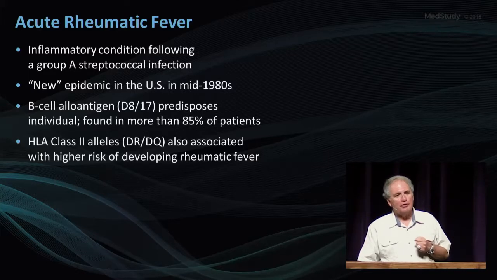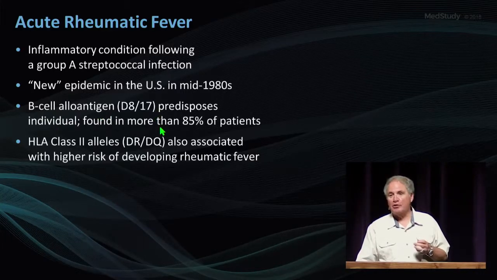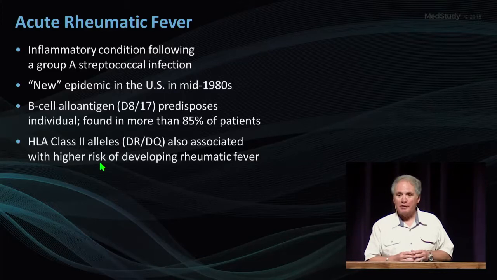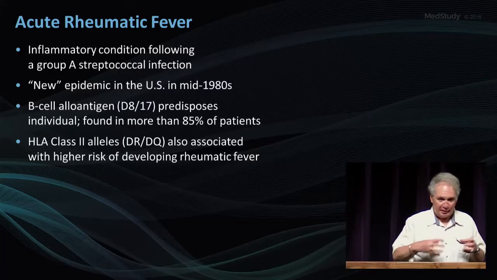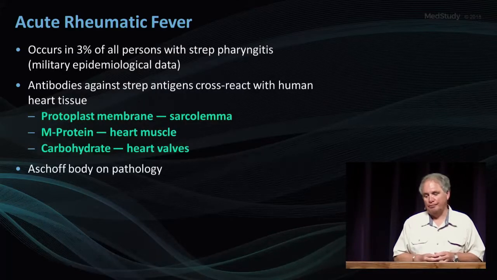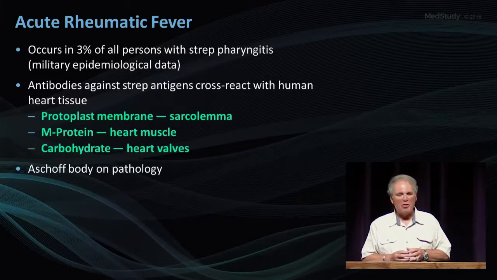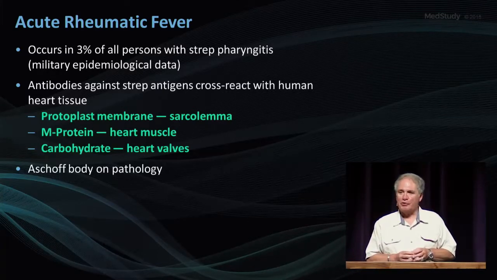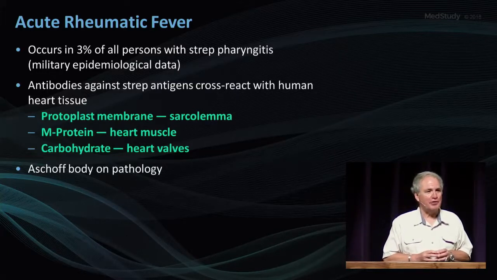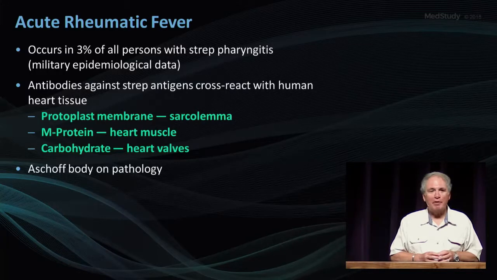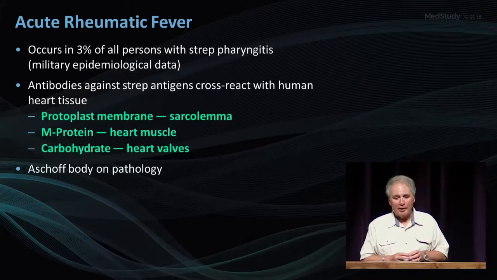There are genetic predispositions to rheumatic fever after a strep infection. So there are B-cell alloantigens that predispose an individual. 85% of patients with rheumatic fever have this. Also, HLA class II alleles are associated with a higher risk of developing rheumatic fever. So there's a genetic predisposition that's pretty clear. Interestingly, this is military data. Rheumatic fever occurs in 3%, sounds high, of all persons with strep pharyngitis. That sounded high to us. We researched the actual report by the military decades ago, and that was the number. 3% of patients with a strep infection contracted rheumatic fever.